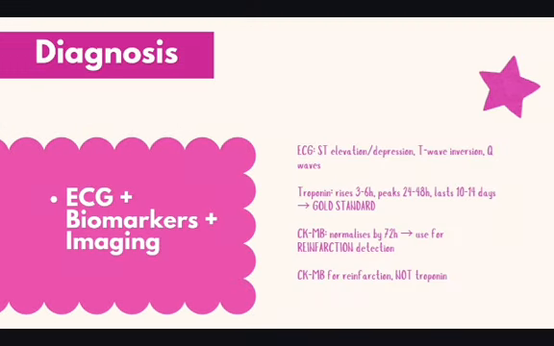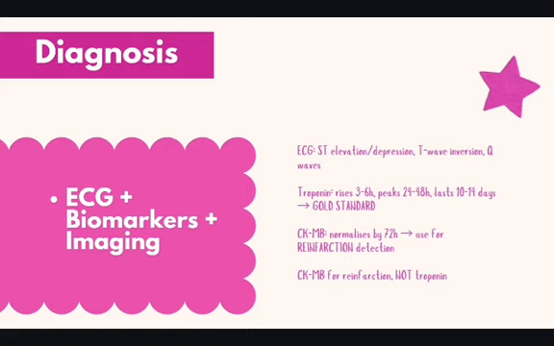Now we'll learn how we diagnose ISD. First is the ECG. If there is ST elevation, it will be STEMI. If there is ST depression or T wave inversion, then it can be NSTEMI or ischemia. And pathological Q waves mean old infarction, that is, dead tissue has been replaced by scars.